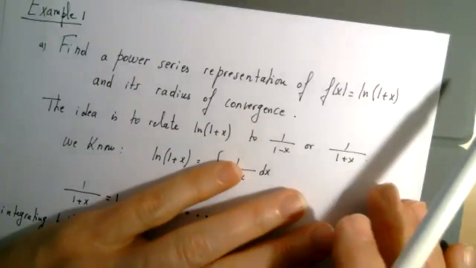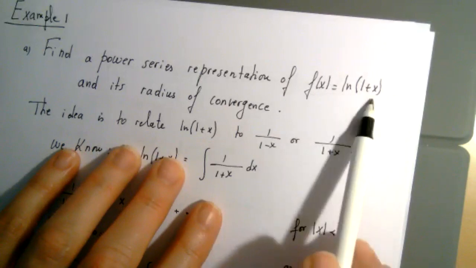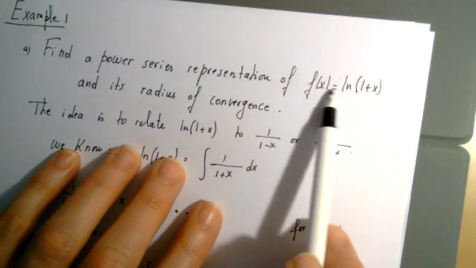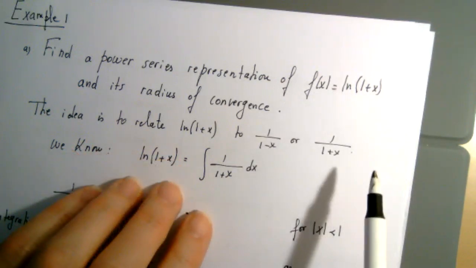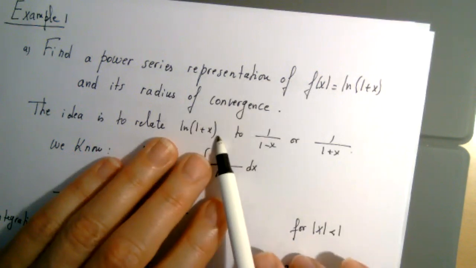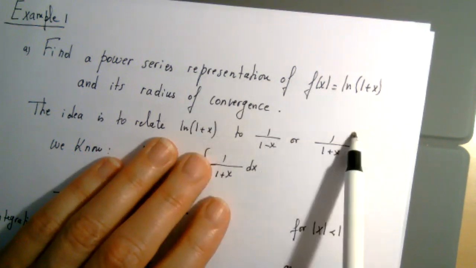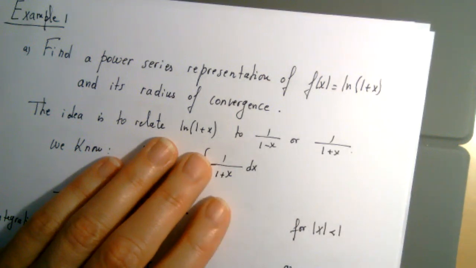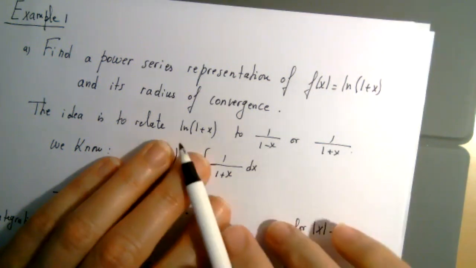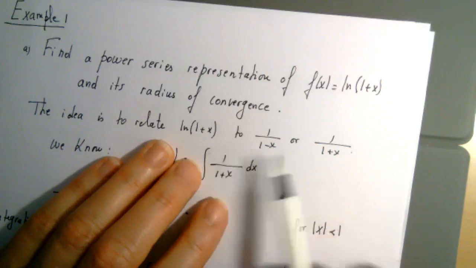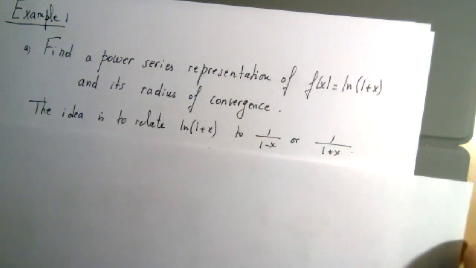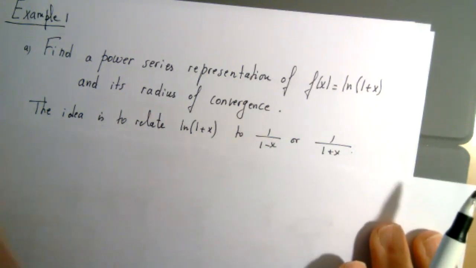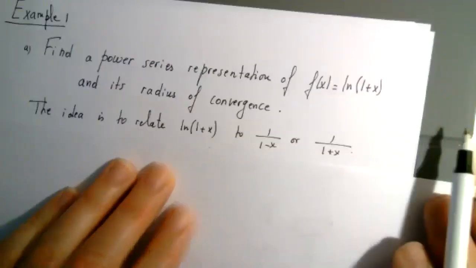Find a power series representation of f of x equal ln of 1 plus x. It means I want to write this function as a series. And the idea is we have to relate ln of 1 plus x to one of those. Now we cannot relate them the way we related them before. We're going to relate them differently. So how can we relate ln of 1 plus x to one of them? Now, of course, I'm giving you the solution here, but we should be able to know. What's the relationship between this one and that one?